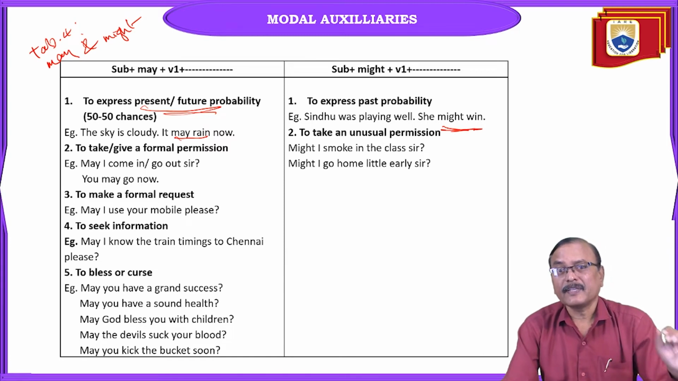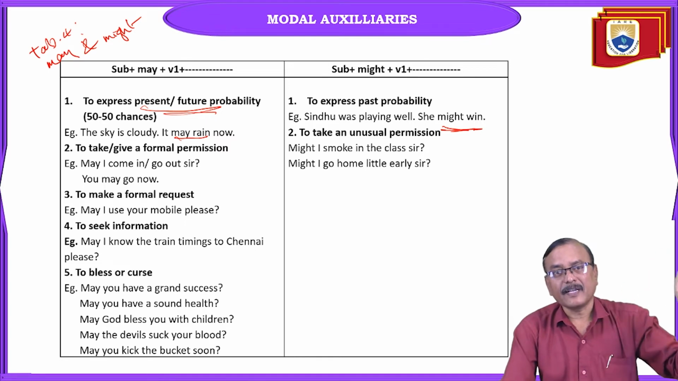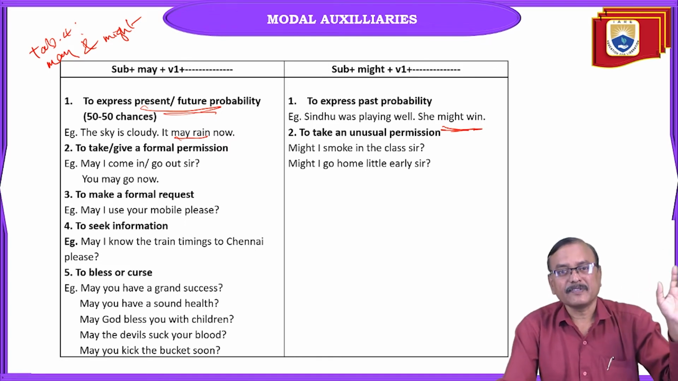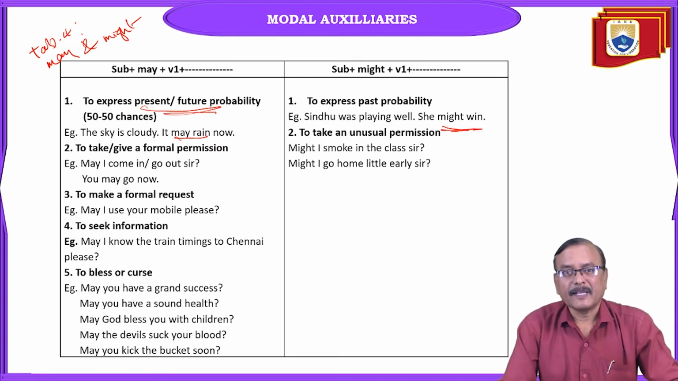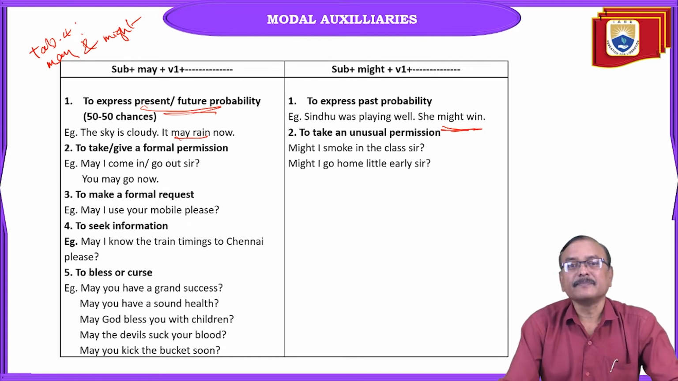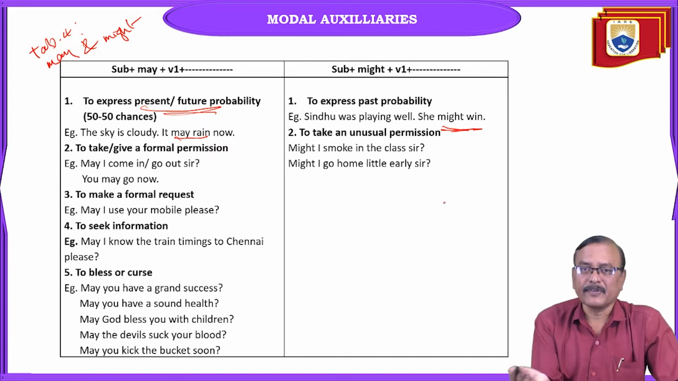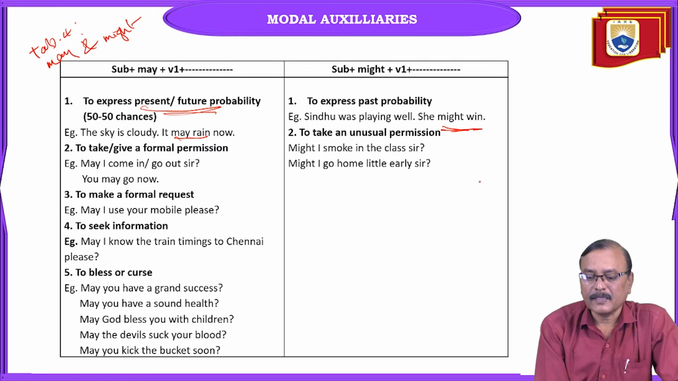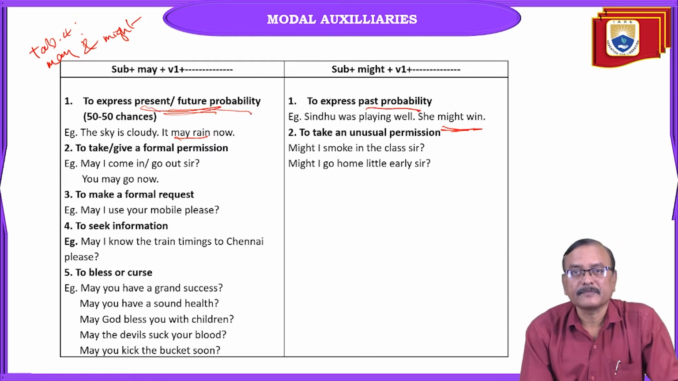Okay, I'm not sure whether she won it or not. Okay, if I'm sure, I can say she won, but I'm not sure. But when I watched that play, she was playing well, right? But I left the place in the middle only. So when I saw her, she was playing well. She might win means 50-50 chances. She might win means she might not win also. Okay, this is past probability. This is present or future probability.